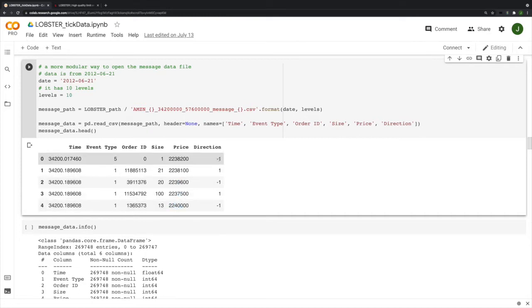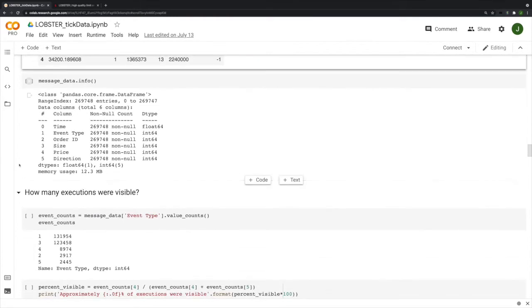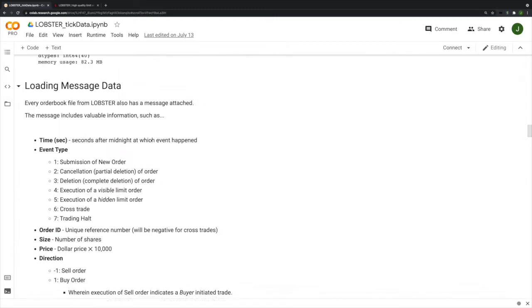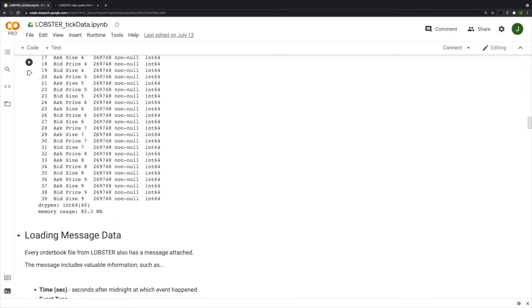And the direction, this is a sell order, which means it was initiated by a buyer. This is a buy order. This is another sell order, a buy order, and a sell order. Further down, you can see here again, 270,000 observations for that day. And with those columns, you can see that they are the same number as up here.